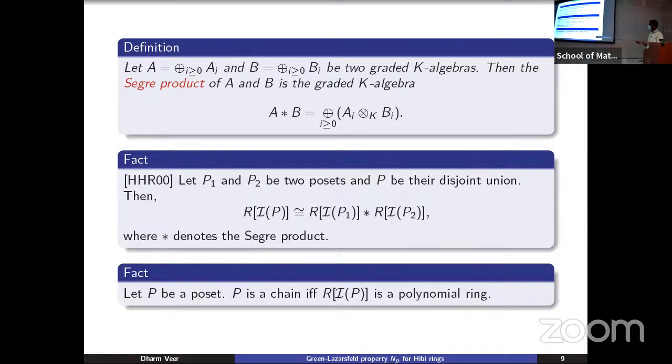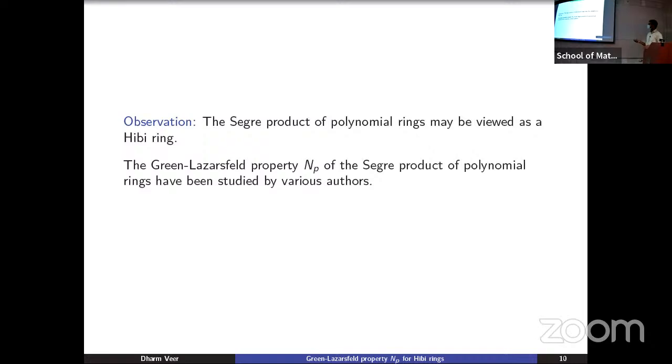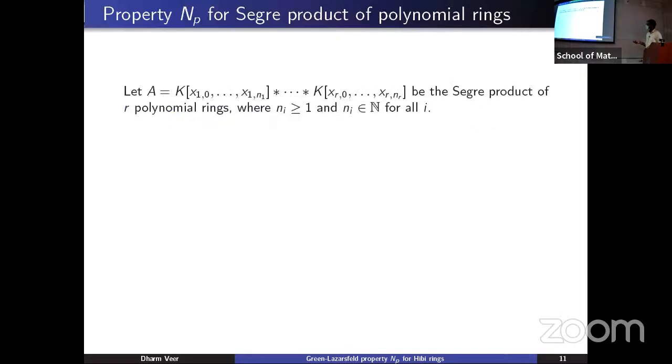Okay, so now some observations from here. Hibi rings can be viewed as polynomial rings. Polynomial rings can be viewed as Hibi rings. First, the second product of two Hibi rings is again a Hibi ring. So the second product of two polynomial rings can be viewed as a Hibi ring also. And thus the Green-Lazarsfeld property NP for this second product of polynomial rings has been studied by various authors, and it is actually completely studied. So let us recall all the results about the Green-Lazarsfeld property for second products of polynomial rings.